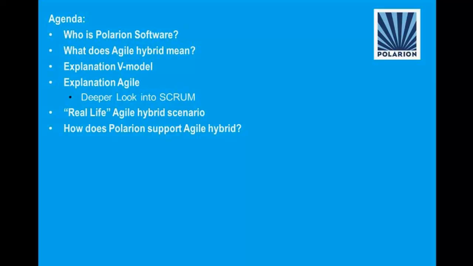After that, we will have a look at what Agile Hybrid means and what we think Agile Hybrid is. Of course, I will explain a little bit the V model and some sort of Agile, and we will have a deeper look into Scrum as an example for Agile. And we will also check if we find any real-life scenario for Agile Hybrid, if it's already used in some real-life scenarios. And of course, we will have a look if Polarion can support these Agile Hybrid scenarios.